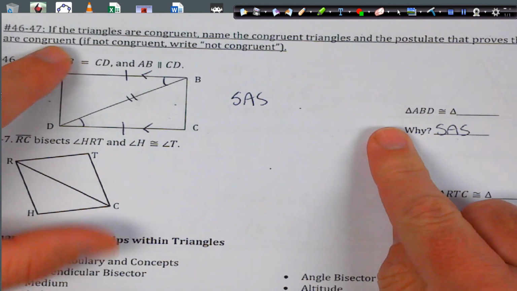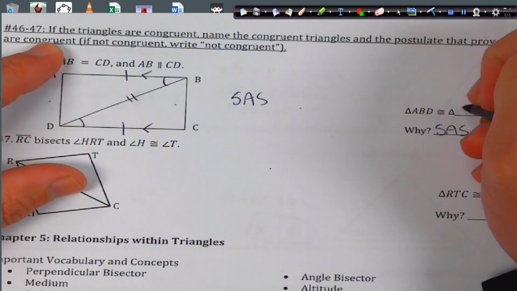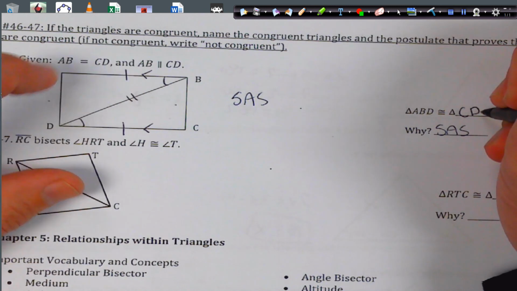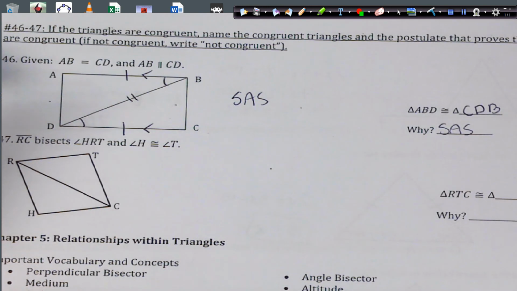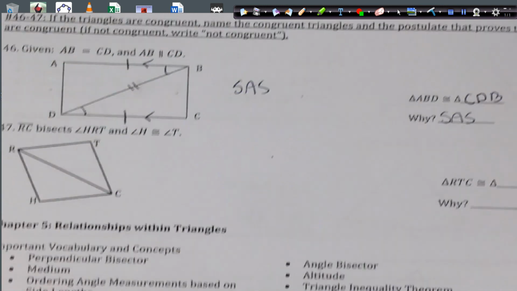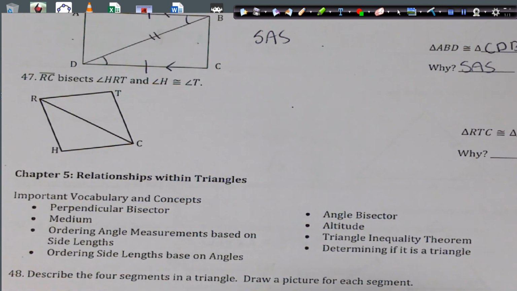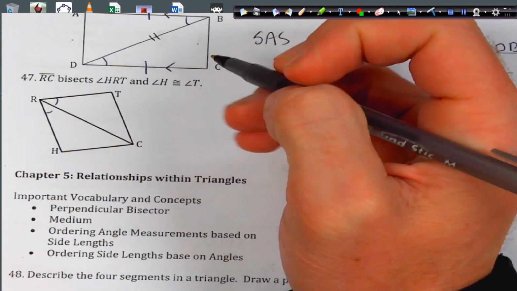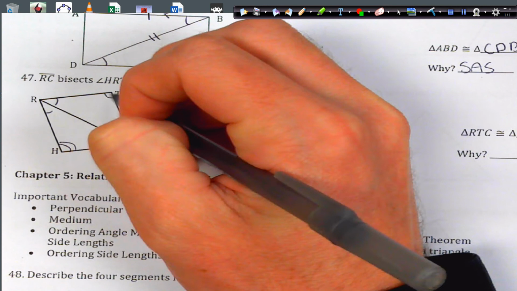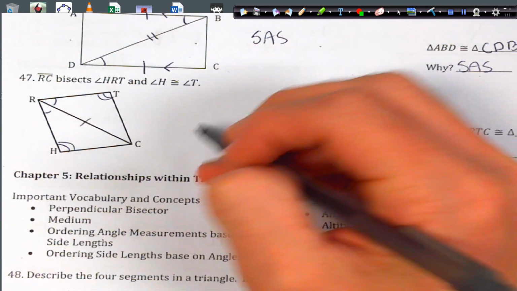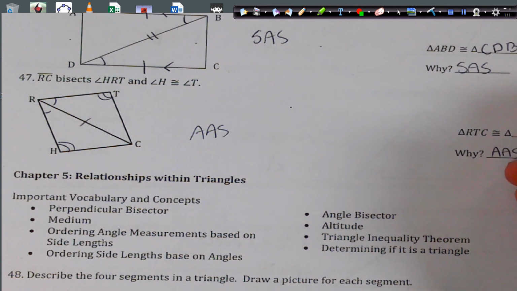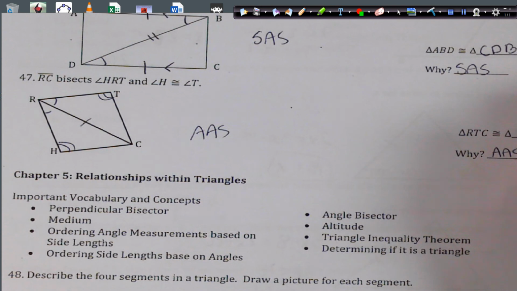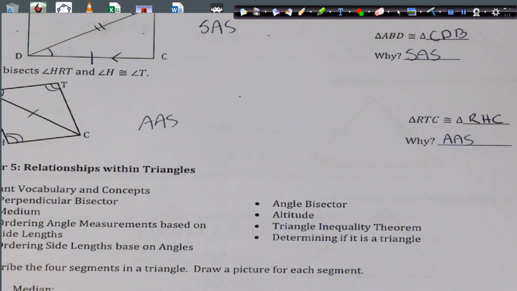A is going to match with C, B is going to match with D, and D is going to match with B. So they share both of those. Kind of interesting. All right, and here RC bisects angle HRT, so these two are congruent. H is congruent to T, and then they share a common side, so that looks like angle, angle, side. So that's my reason, angle, angle, side. R is going to match with R, T is going to match with H, and C is going to match with C. There it is, RHC.